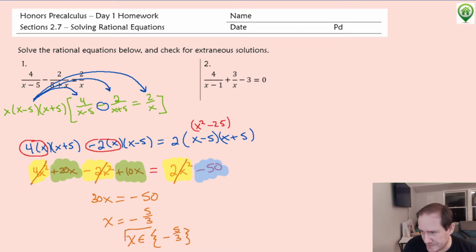And we're supposed to check to see if that solution is extraneous, but we know it's not. The only values that would have been extraneous were positive 5, negative 5, and 0. And we didn't get that. So this should be the one and only solution.